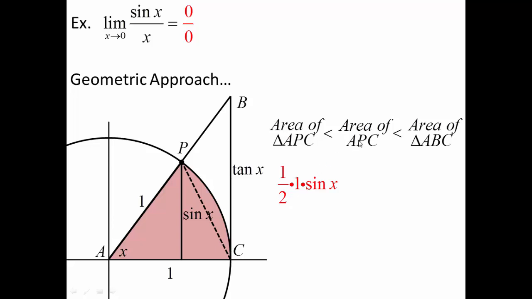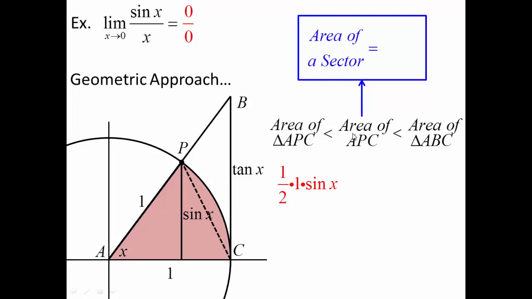The area of the sector, I'm sure you don't remember the area formula for a sector, so I'll remind you up here. Area of a sector is 1/2 the angle times the radius squared. In this case, the angle is x, and the radius is 1. So it would be 1/2 times x times 1 squared, or x over 2.